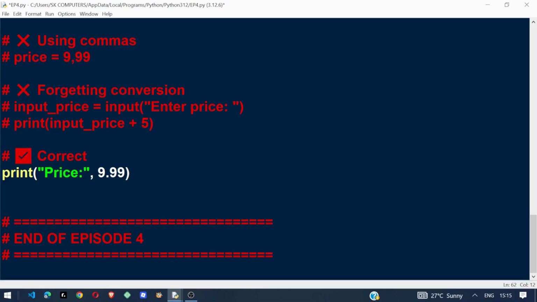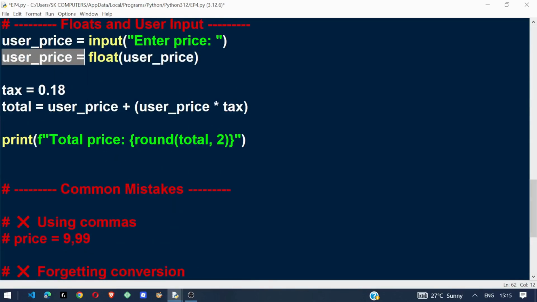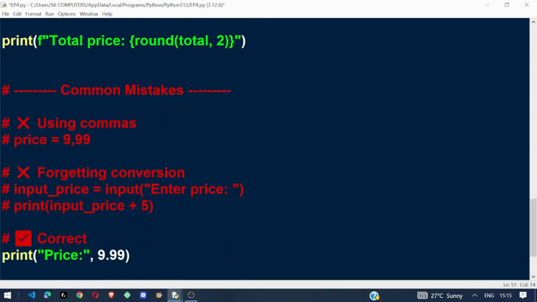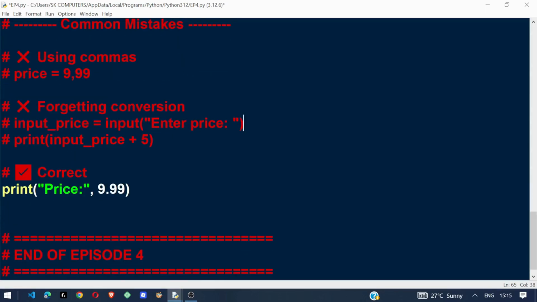For example, here you get input price equals input, enter the price, but you forget the float format right here. You forgot the float and it's not a number, so it won't work. Anyway, this is the correct answer and the way to do it.